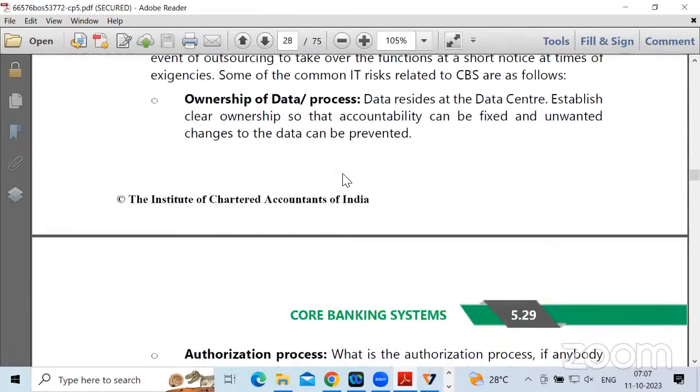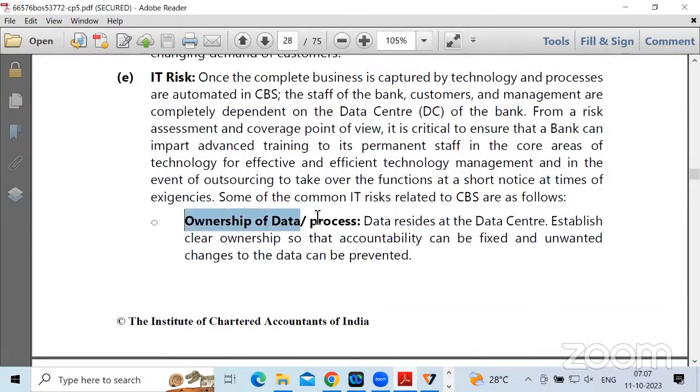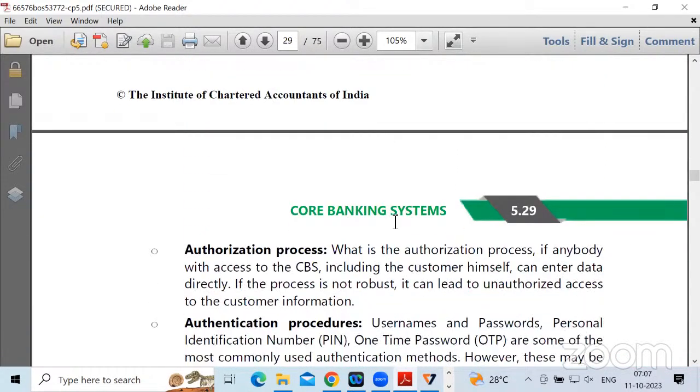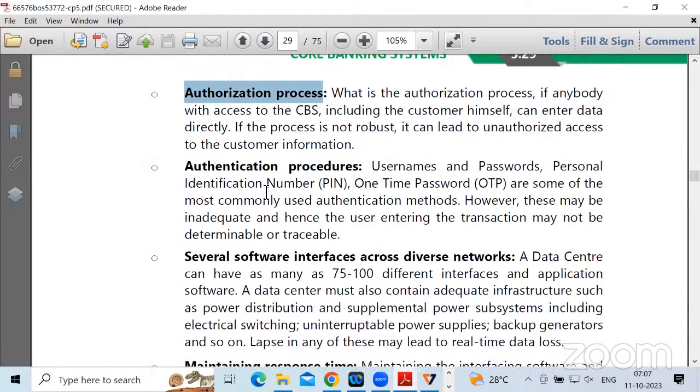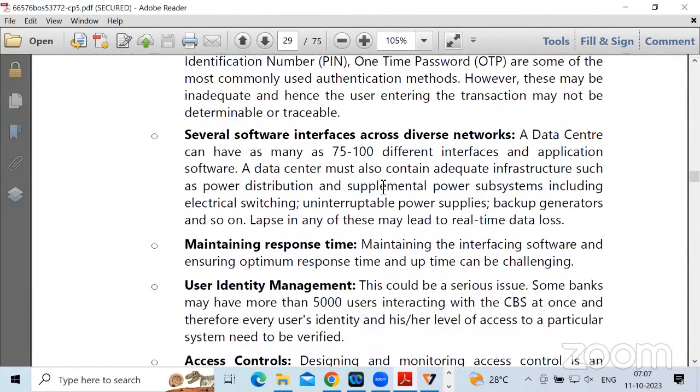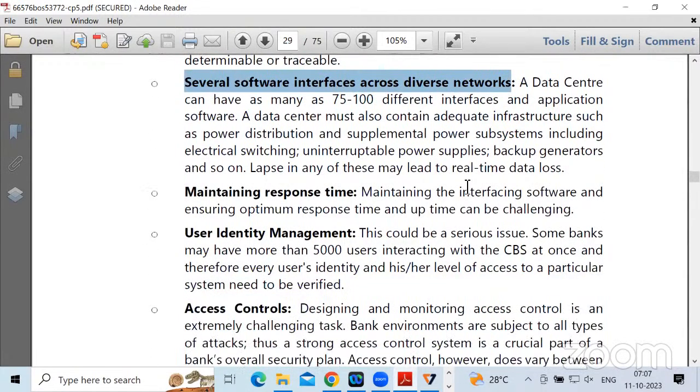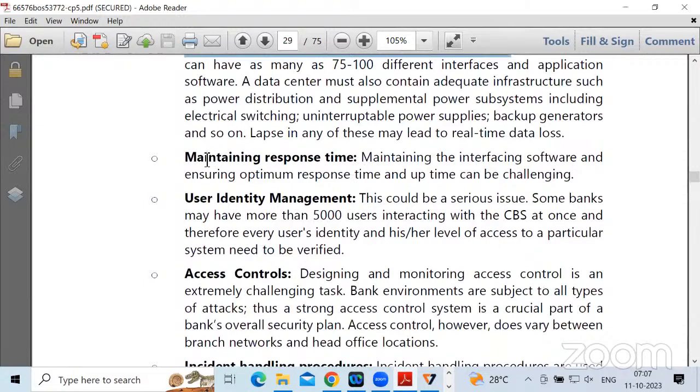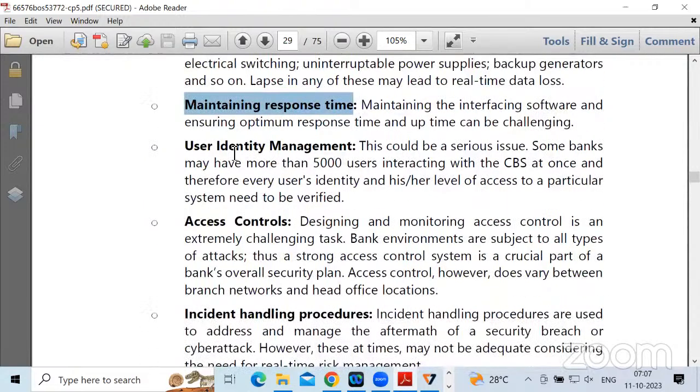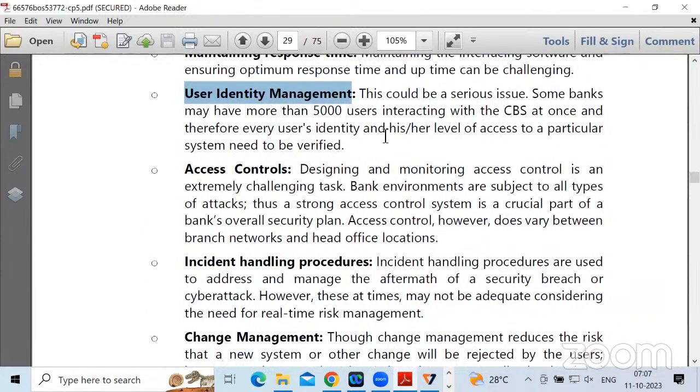IT risk, we can see IT risk. Ownership of data, who is the owner? So the manager. Authorization process, who is permitted. Authentication procedure, how, that is username, password, PIN number, etc. Several software interfaces like the console. Maintaining response time. So suddenly, quickly it has to respond. User identity management, there are many users.